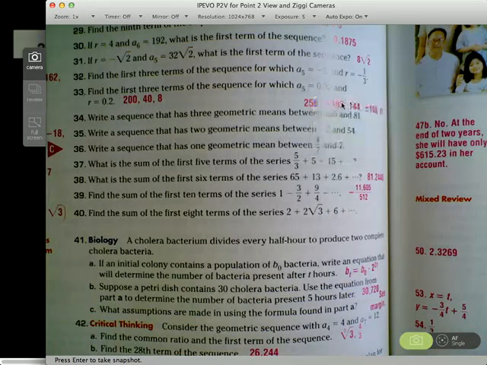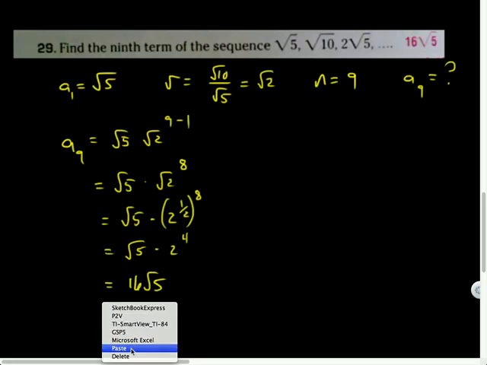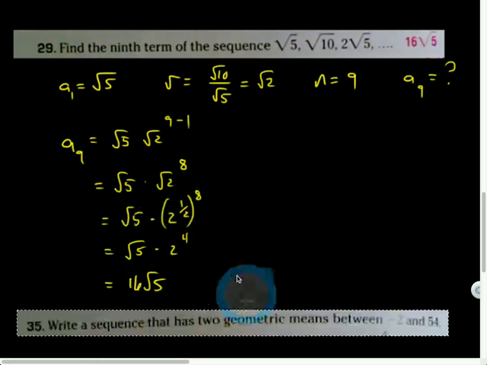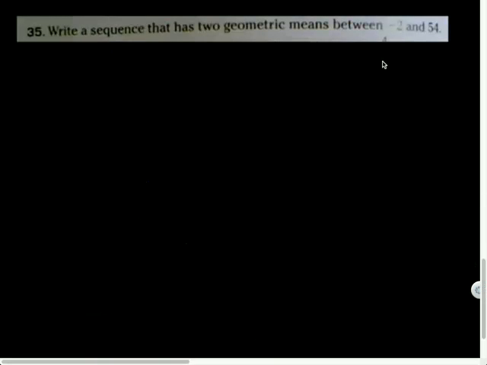Actually, the fact that there's 2 different signs in a geometric sequence suggests that my R value is going to be negative, and it's going to have an alternating sign. So let's see. It says, write a sequence. Let's label what we know. A sub 1 is negative 2. And if there's 2 geometric means, what term is that? That would be A sub 4 is 54. And I'm looking for A2 and A3. So I also know that n is equal to 4, and I'm looking for R.